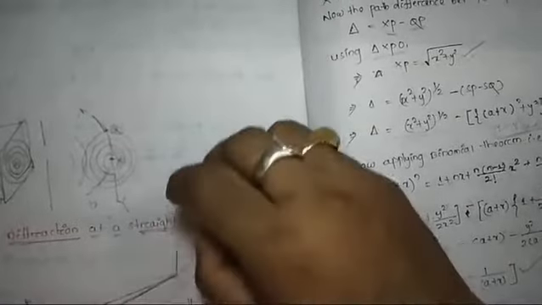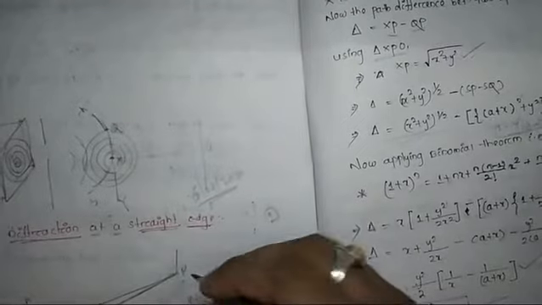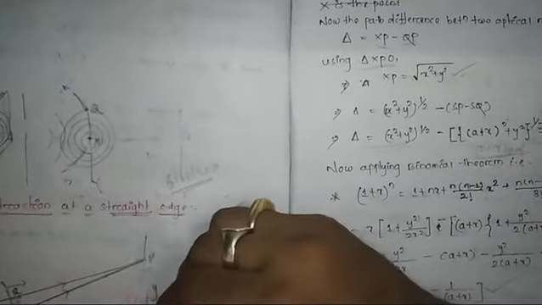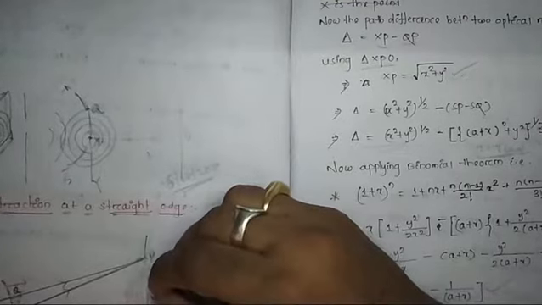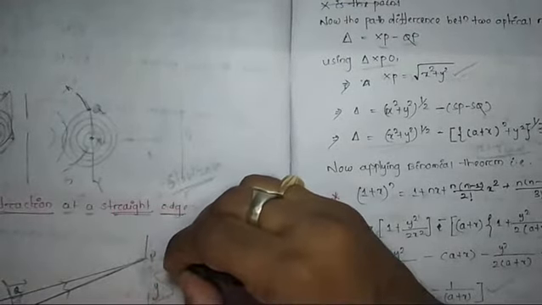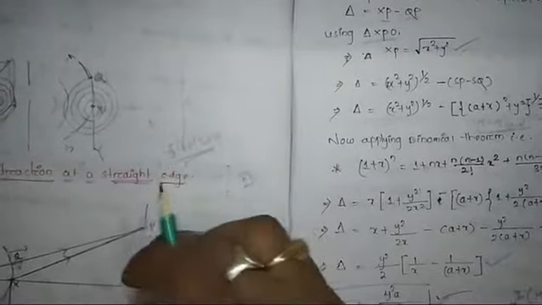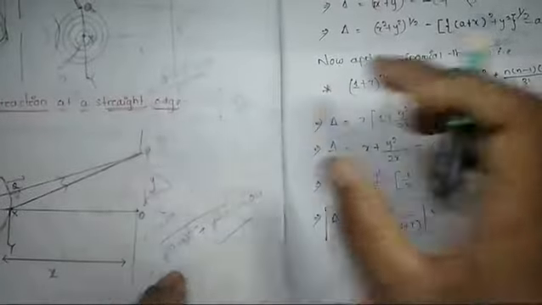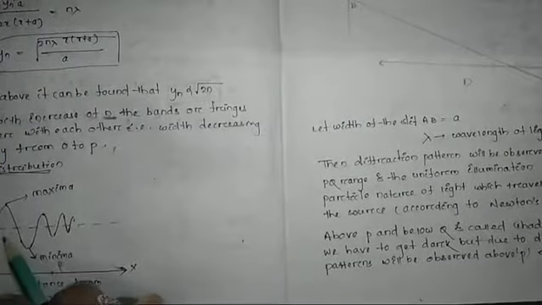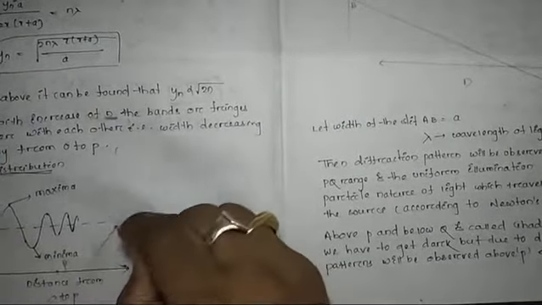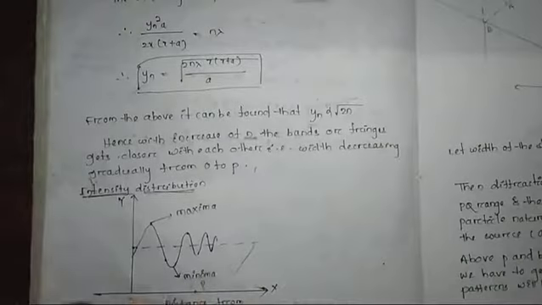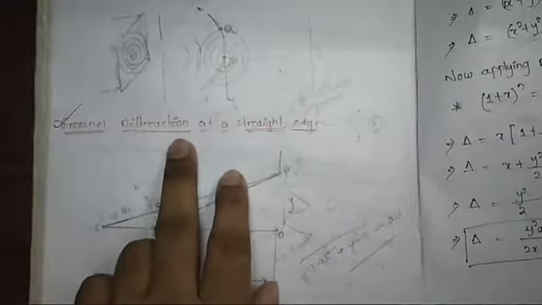So we found that the intensity distribution from the point O towards P will be like this. I have represented this intensity distribution here, as a function of distance from O to P. If we move from O to P, the intensity distribution will be like this. So this is the explanation of diffraction at a straight edge.